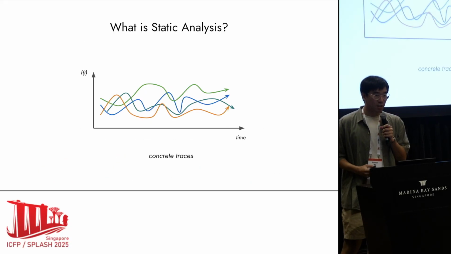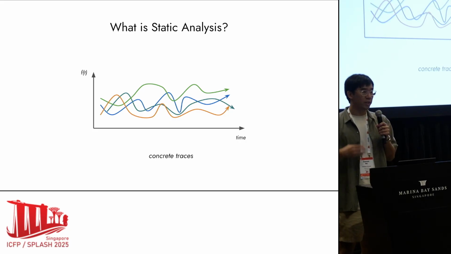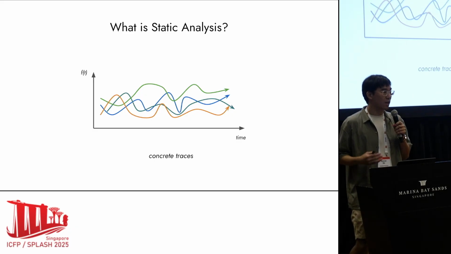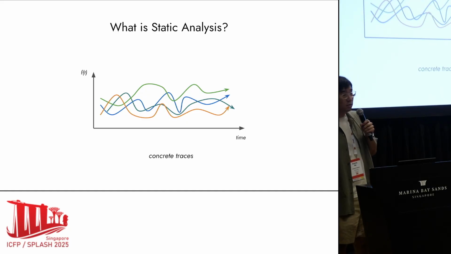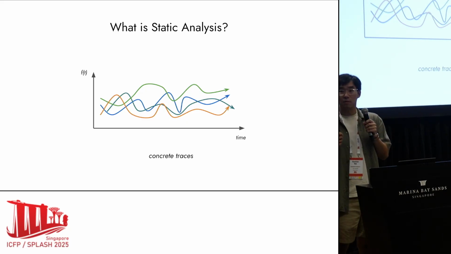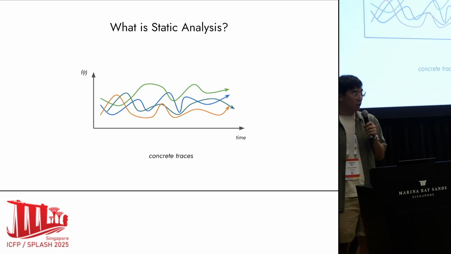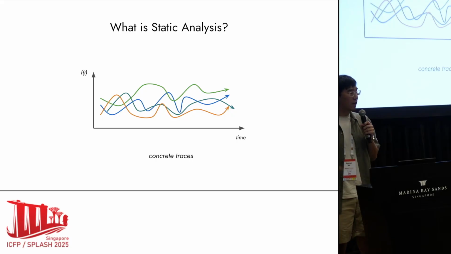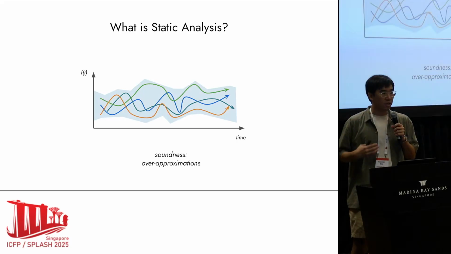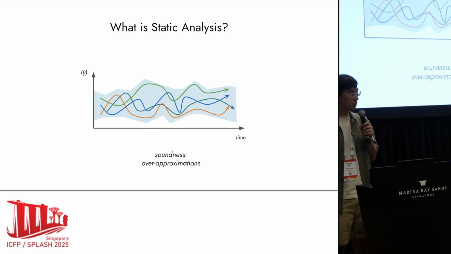So what is static analysis? The basic job of static analysis is to predict the behavior of a program without actually running it. Now suppose we have a program, and here are some concrete traces of the execution of this program. The job of static analysis is to come up with an over-approximation that covers all of those concrete executions.